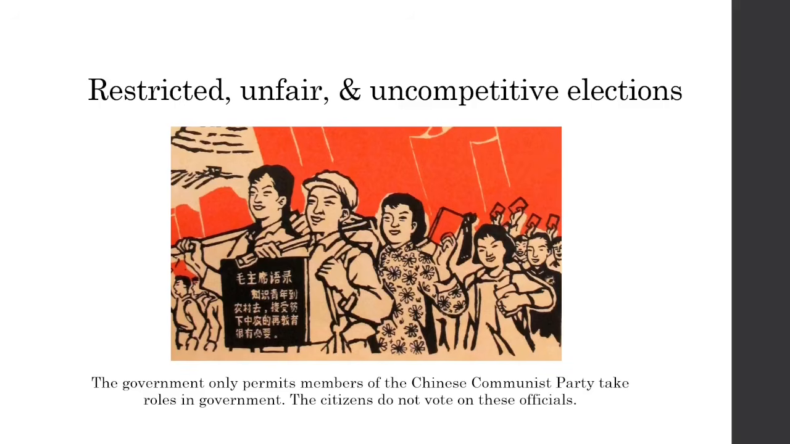So let's look at this. So restricted, unfair, and uncompetitive elections. So the government only permits members of the Chinese Communist Party to take roles in government. The citizens do not vote on these officials at the national level. Local levels, they do have some form of governmental elections, but they really don't do anything. They're not that important. And you have to still be communist. You can't be any other political party. If you disagree, well, you just can't be part of the political system.